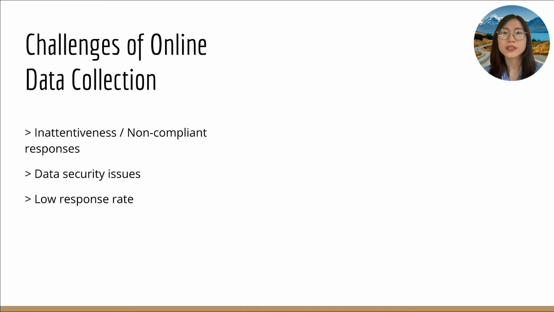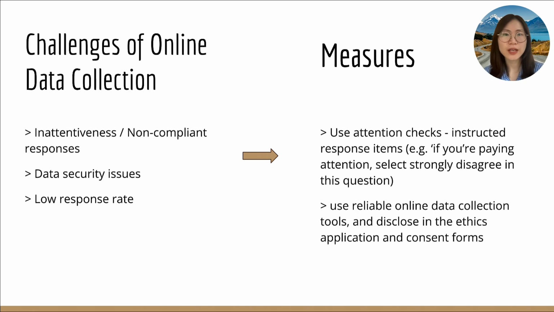Three major ones are non-compliant data from inattentive respondents, potential data security issues on storing data in a third-party platform, and low response rate. For the first challenge, educators can consider adding attention checks, like the instructed response items. For example, asking respondents to select strongly disagree if they're paying attention. If the respondent failed in this item, then data from this survey would be considered as invalid. For the second challenge, it is suggested to use reliable online tools for data collection and disclose which third online platform is used to collect data in the ethics application and consent forms.